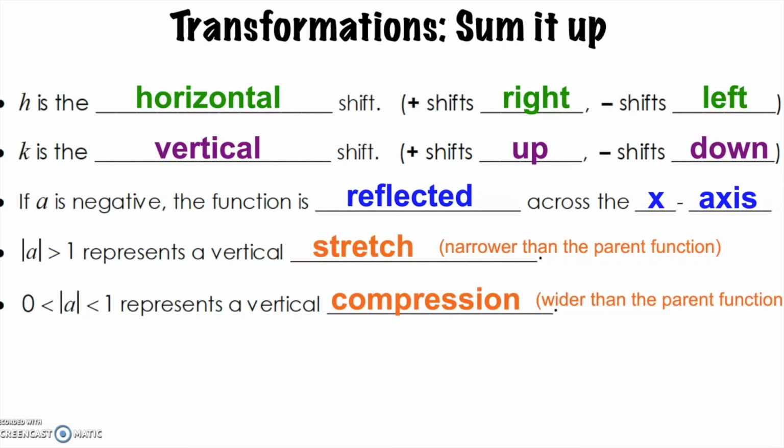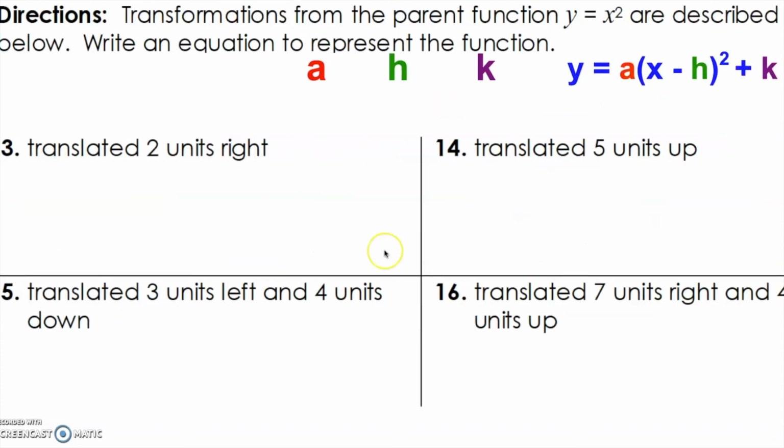So let's take a look at some descriptions of some transformations and see if we can write the equation. So I have some values here: a, h, and k. What we're going to do is read through the transformations, then identify whether that affects a, h, or k, and what that would look like in our equation.